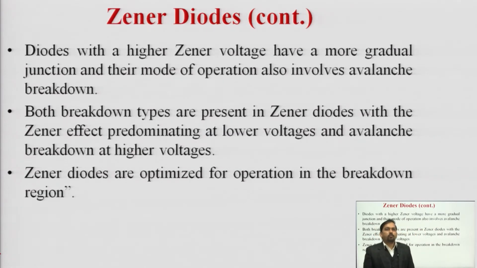Some diodes with a higher Zener voltage have a more gradual junction and their mode of operation also involves avalanche breakdown. We have already seen that breakdown is of two types, the Zener breakdown and the avalanche breakdown. Avalanche breakdown generally occurs at higher voltages, whereas Zener breakdown occurs at low voltages. Both types of breakdown are present in the Zener diode, with the Zener effect predominant at lower voltages, and these Zener diodes are optimized for operating in the breakdown region.